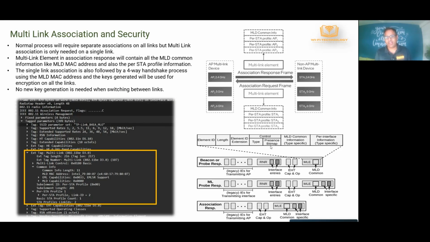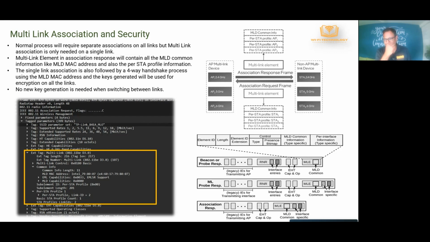Again, association responses and probe responses can have the RNR, the reduced neighbor report, plus the MLE information element, plus the EHT information element. All of these are new information elements that will help in proper MLO signaling as a part of the association and connection process.